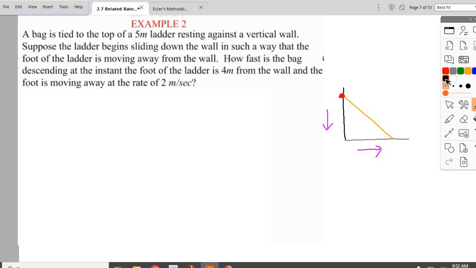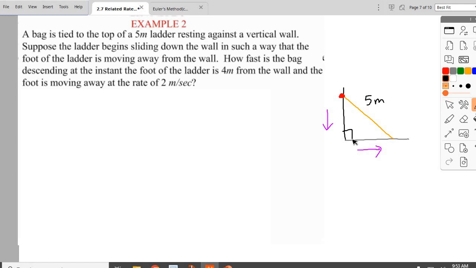Do we have any givens? The 5 meters is the ladder length. So that means that's the hypotenuse in my picture, correct, because we have a right triangle. That might come in handy. What else do we know? The foot of the ladder is 4 meters from the wall. And the rate at which the foot is moving away is 2 meters per second. So what might it be helpful to do?